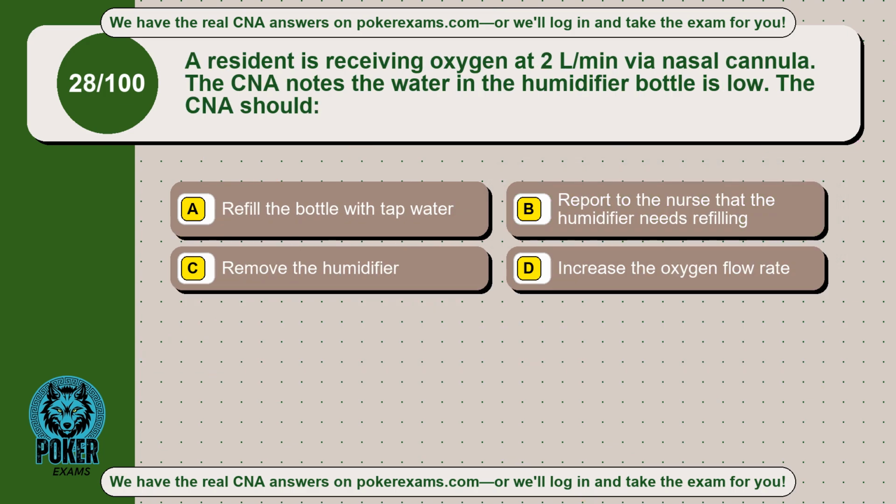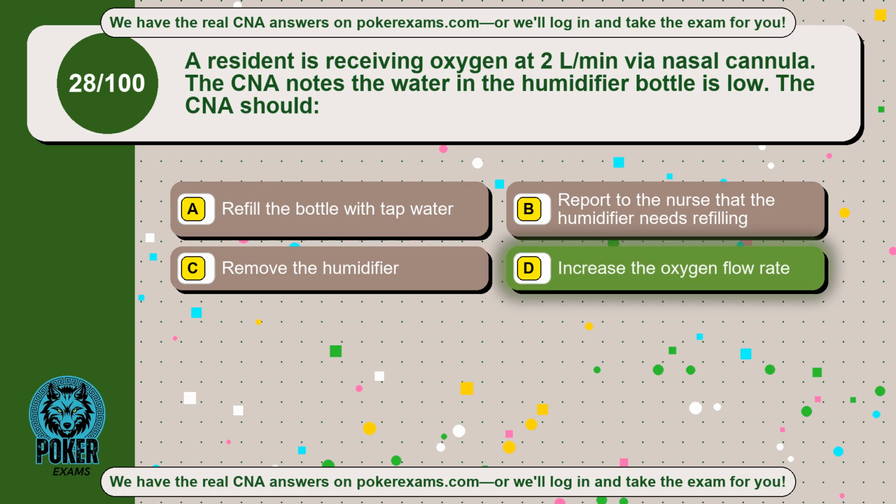Question 28. A resident is receiving oxygen at 2 L/min via nasal cannula. The CNA notes the water in the humidifier bottle is low. The CNA should: Option A, refill the bottle with tap water. Option B, report to the nurse that the humidifier needs refilling. Option C, remove the humidifier. Option D, increase the oxygen flow rate.